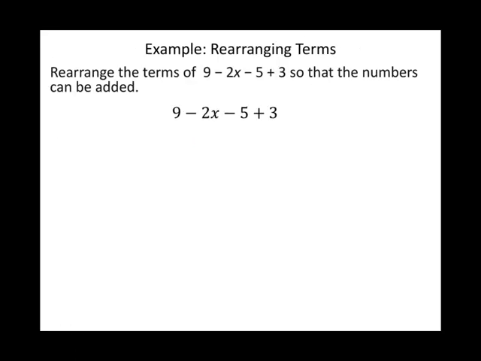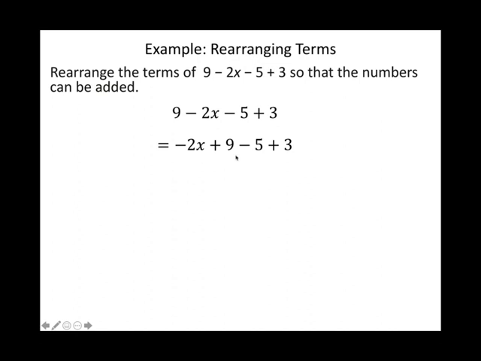Okay, example, we are arranging the terms. We arrange the terms of 9 minus 2x minus 5 plus 3 so that the numbers can be added. So we want to rewrite it, put the constant terms together. So I only have one variable term in here. I'm going to put it in the front. So I have negative 2x plus 9 minus 5 plus 3. When you rearrange the terms, make sure you include the sign in front of the coefficient in here.